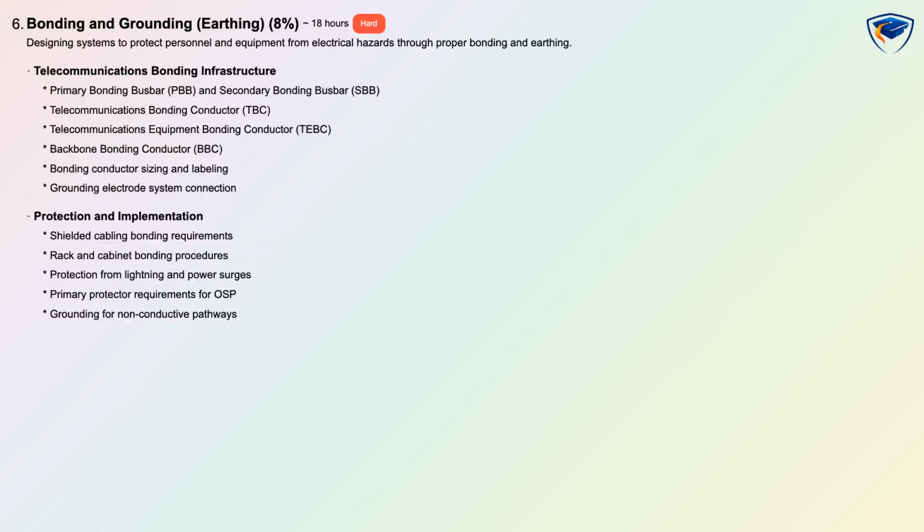Bonding and grounding is 8%, hard difficulty, and about 18 hours of study. You will learn to design systems that protect people and equipment, including primary and secondary bonding busbars and telecommunications bonding conductors. The syllabus covers conductor sizing and labeling, equipment bonding procedures, rack bonding, lightning and surge protection, and grounding electrode connections. Practical grounding details are emphasized for both shielded cabling and non-conductive pathways.